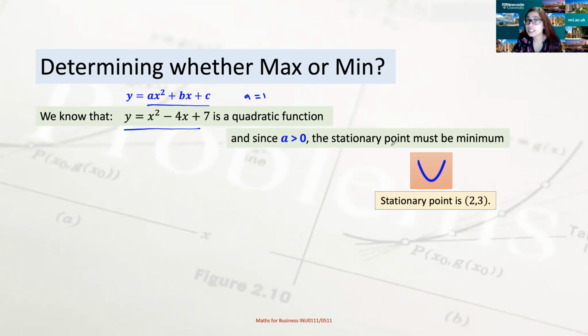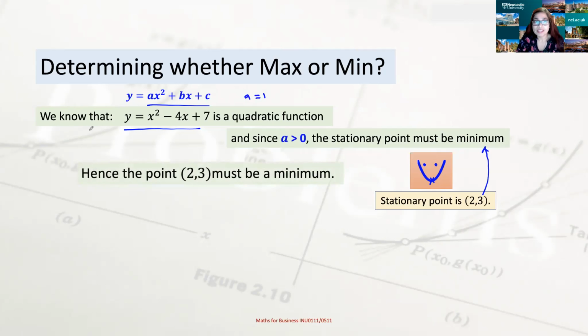That means the stationary point has to be a smiley parabola, isn't it? If you have a shape of this form, the curve should have a minimum point. That means the stationary point should be a minimum. The stationary point should be minimum.